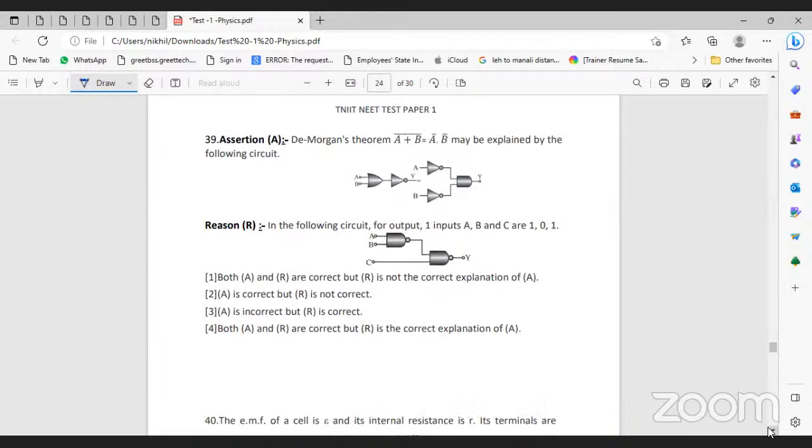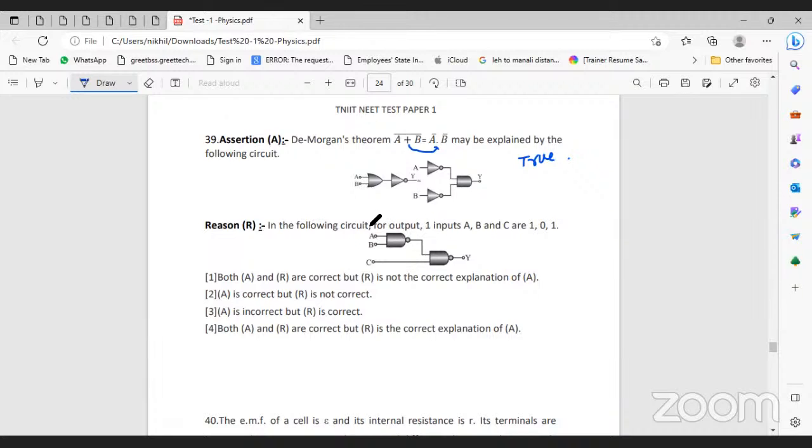Come to this. This is De Morgan's law. (A plus B) whole bar equals A bar dot B bar. So this is correct, no? (A plus B) whole bar becomes AND gate from OR gate when you remove this complement. So the assertion is true.